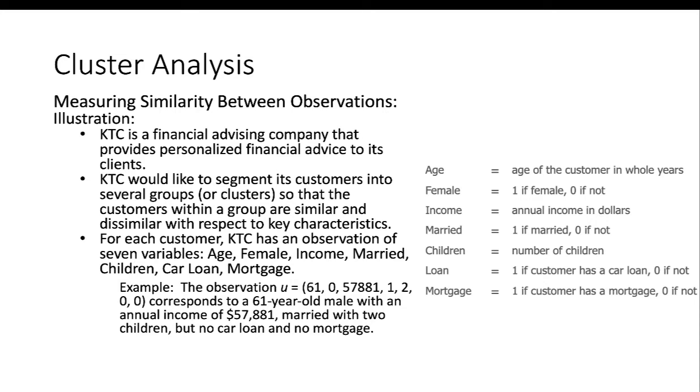So returning to our KTC example, we are interested in developing customer segments based on gender, marital status, and whether the customer is paying a car loan and a mortgage. So using this data set, we can base the clusters on a collection of categorical variables, including whether the customer is female or not, whether he or she is married or not, whether he or she has a loan or a mortgage or not. So they have the values of zeros and ones.